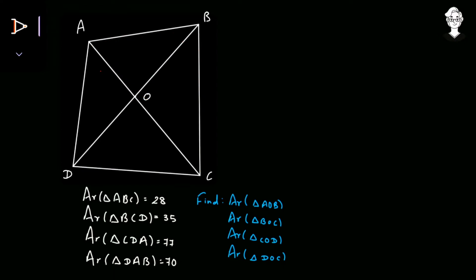These areas are given. And now what we have to find is these small triangles, that is this one, this one, this one and that one. These four triangle areas we have to find. So let us see the solution.